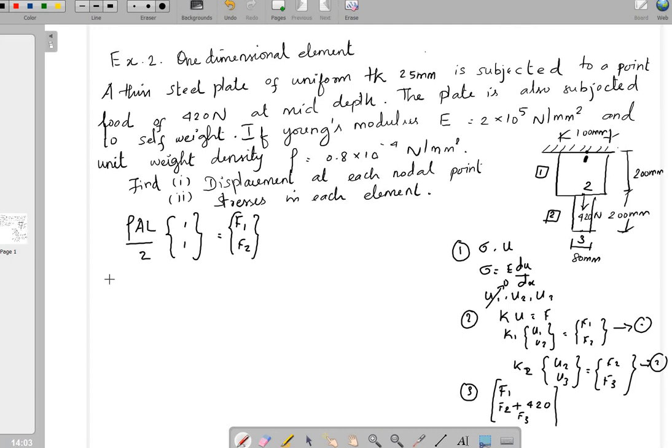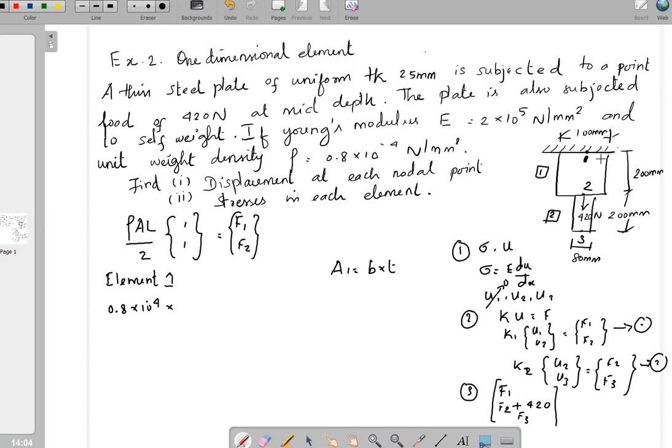So for the element number 1, I am going to form the force matrix for element number 1. The density is 0.8 into 10 power minus 4. Area, what is the area here for the element number 1? The area, you can remember, it is width into thickness. Because in this formula, the density is multiplied with the volume. Volume is nothing but area into length. So one parameter we mentioned as the length of the element.